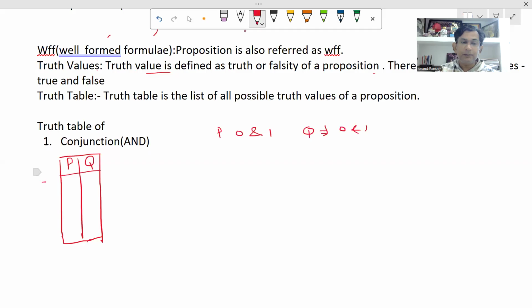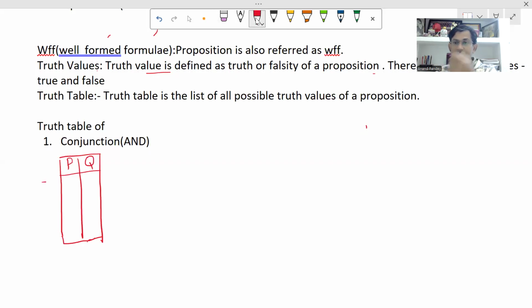So if we have two propositions P and Q, how many possible combinations will be there? As you know, in maths probability, there will be 2 to the power n possible combinations. Here, how many propositions? Two propositions. So 2 to the power 2 means 4 combinations will be there. So that I'm going to write.